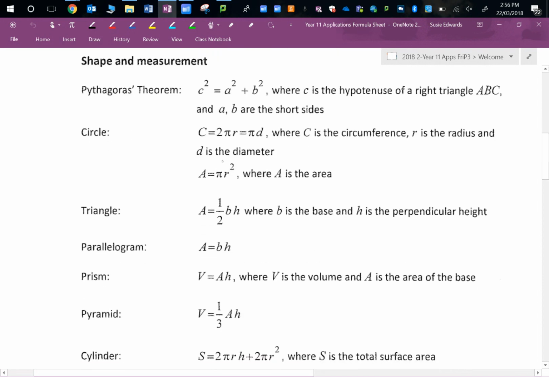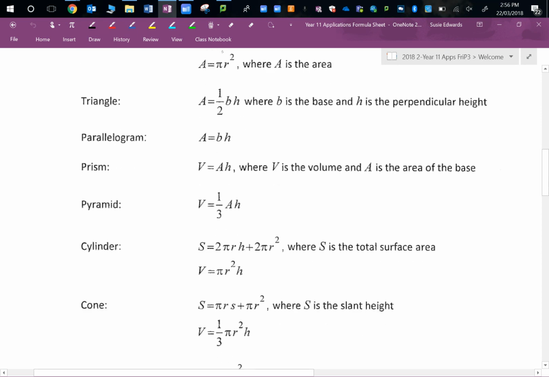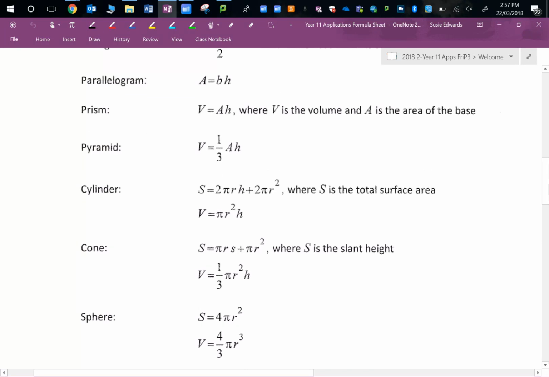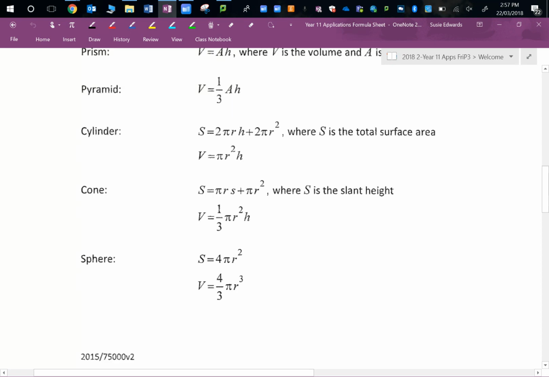It gives you the area and circumference of a circle. It gives you the area of a triangle, a parallelogram, a prism. But notice it doesn't give you any actual formulas for specific prisms. It just tells you area of a base shape times by the height. Okay, volume is area of the base shape times by the height. So you need to know the area of the base shapes to get there. Pyramid, 1/3 of area of the base shape times the height. So we don't give you specifics because you already know how to find those things to get there. And then cone and a sphere.